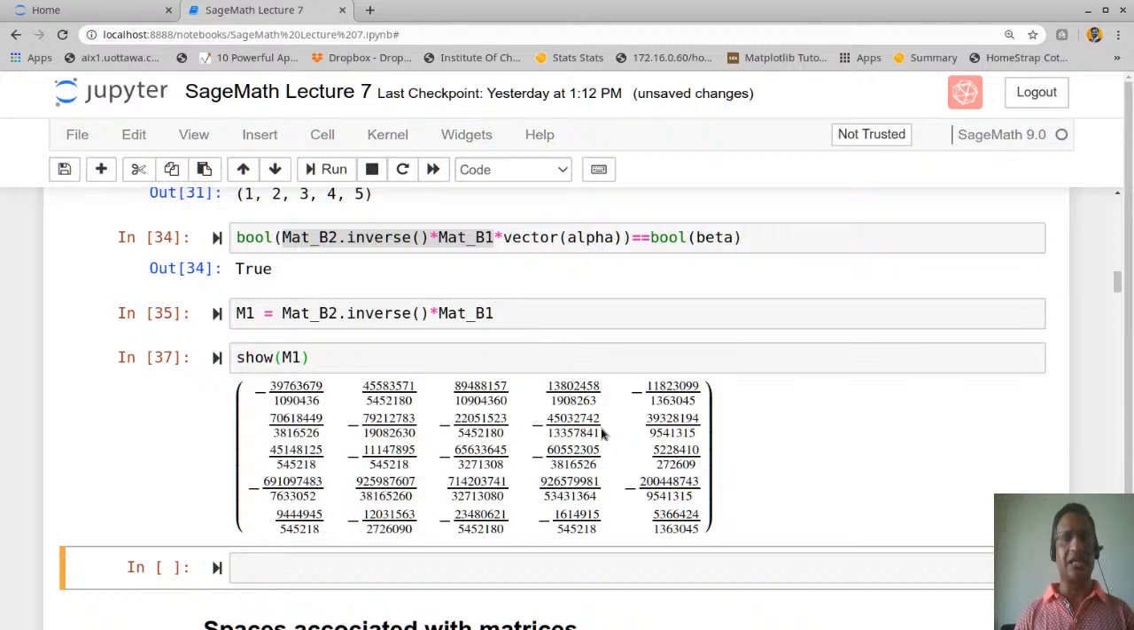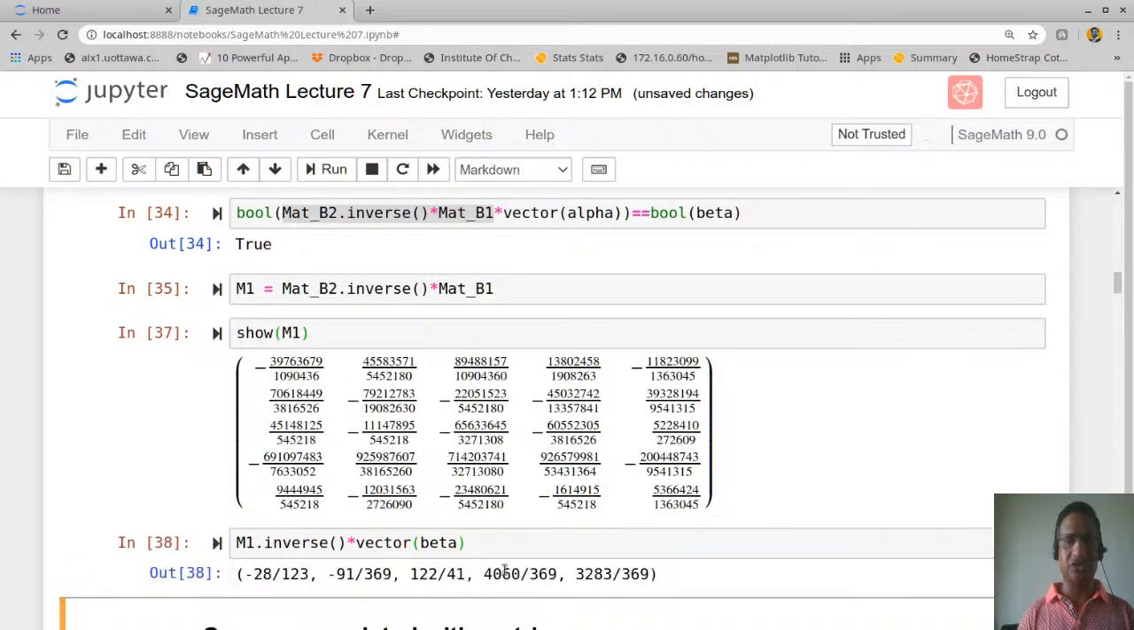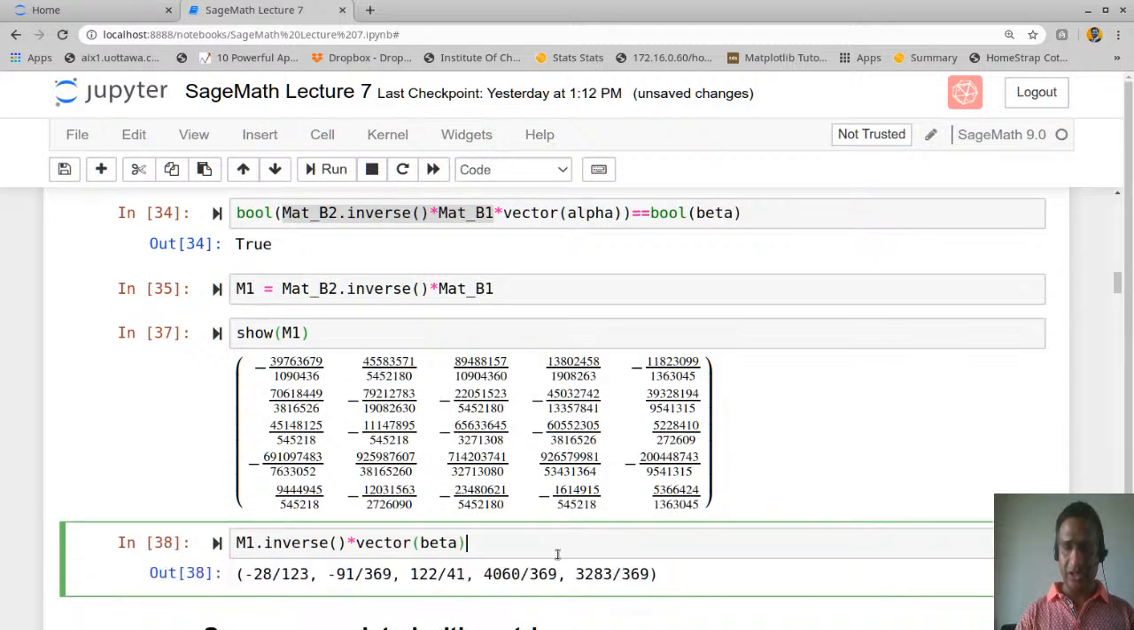Of course you can check that. So what is the relation? m1 times alpha, the coordinate with respect to b1, is equal to beta, right? You can check that m1 inverse for this is true. M1 inverse times vector beta would be equal to alpha. Again, you can check boolean of this is equal to this, right?